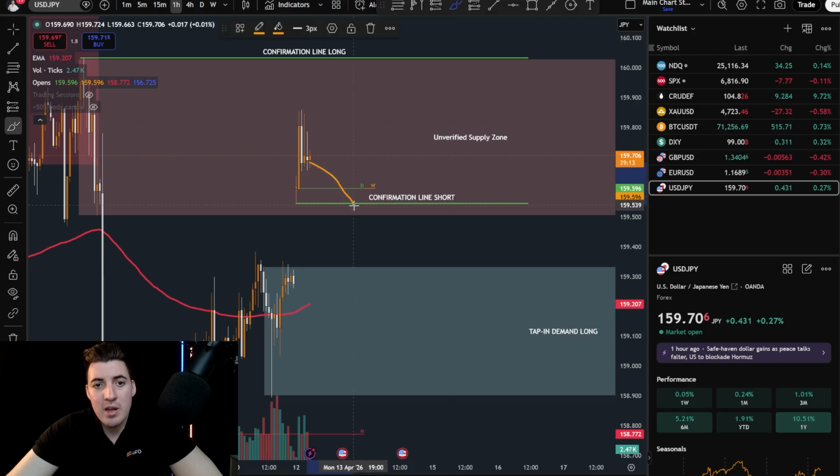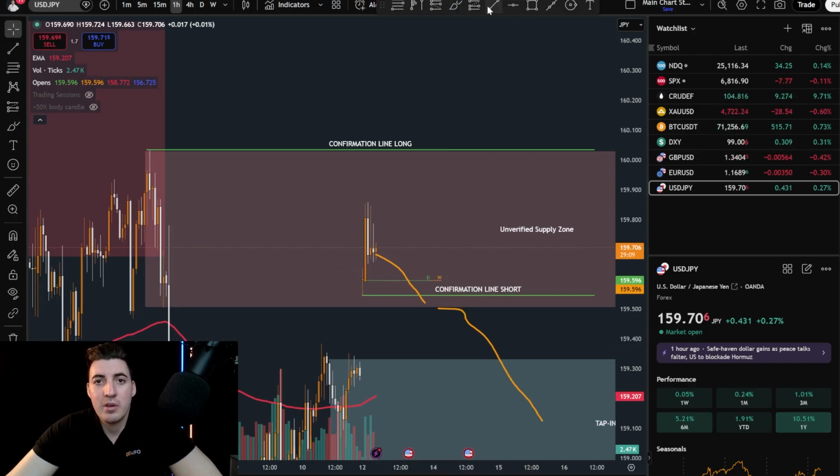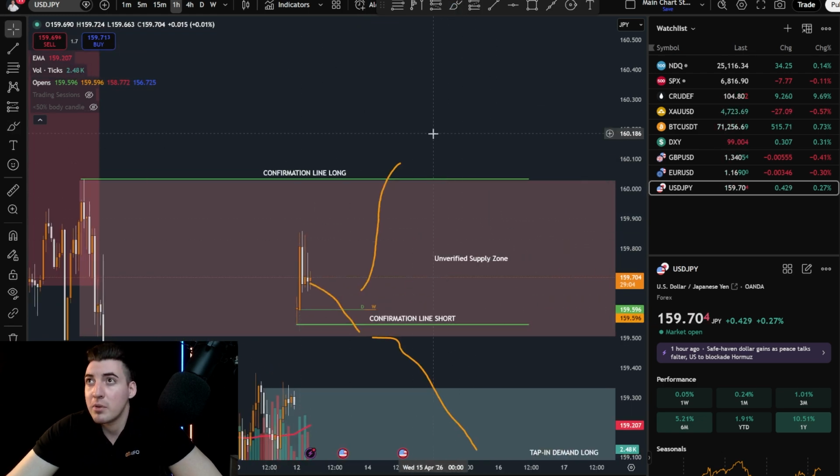If we do see a very nice full body break, I will likely take that position. If we see the price continue into the upside, then I'll likely take a long position after breaking market structure with a full body candlestick above this line.